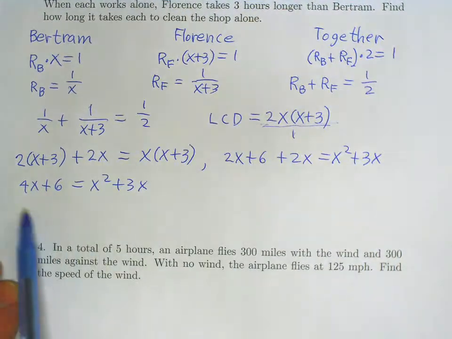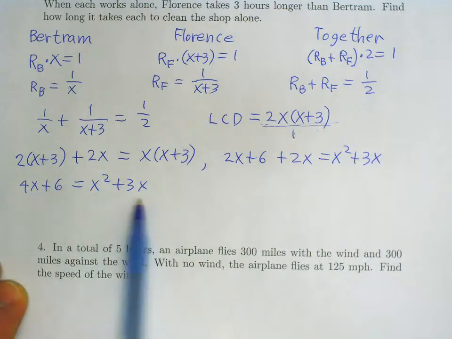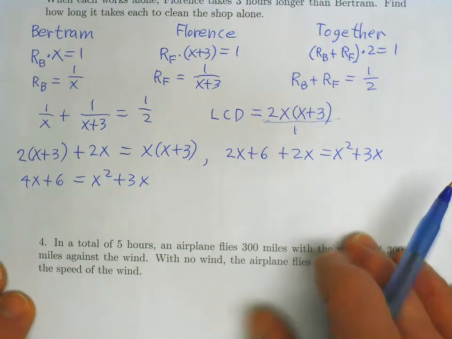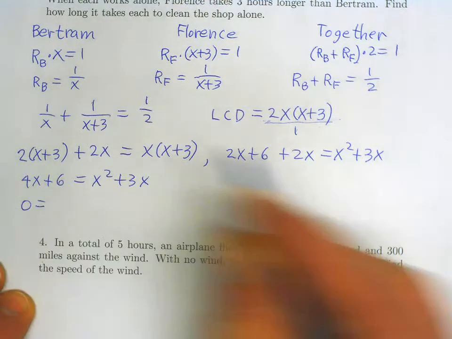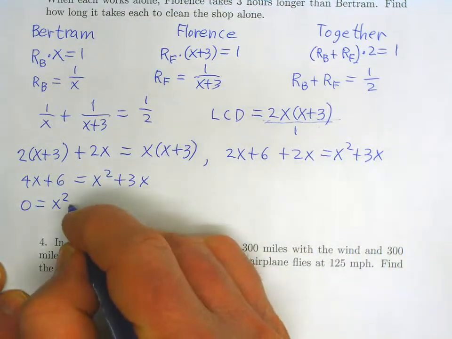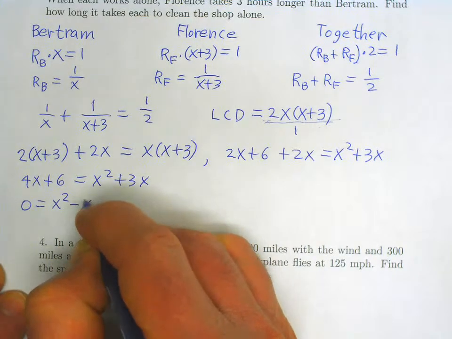And next, I will subtract 4x from both sides and subtract 6 from both sides. And the left-hand side will be 0. The right-hand side, x squared minus 1x minus 6.